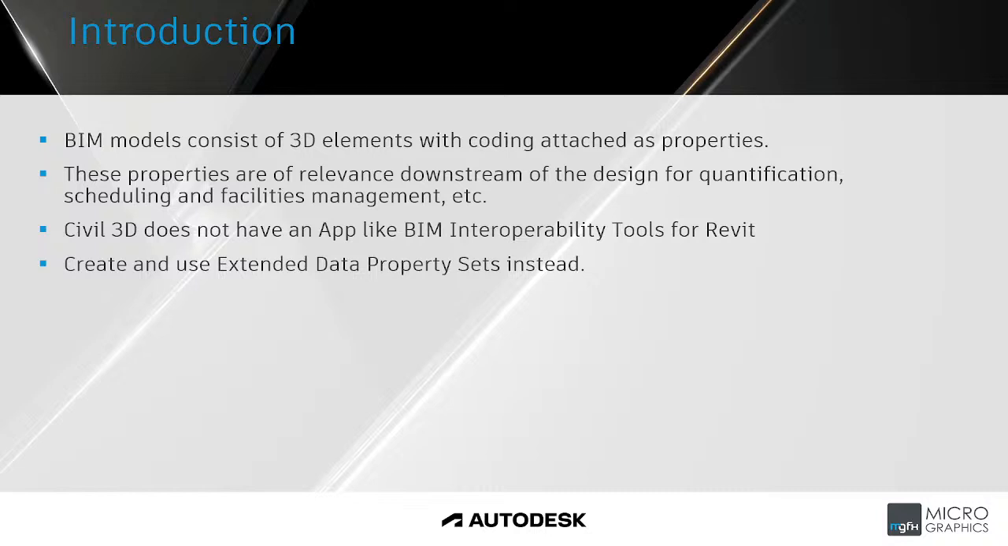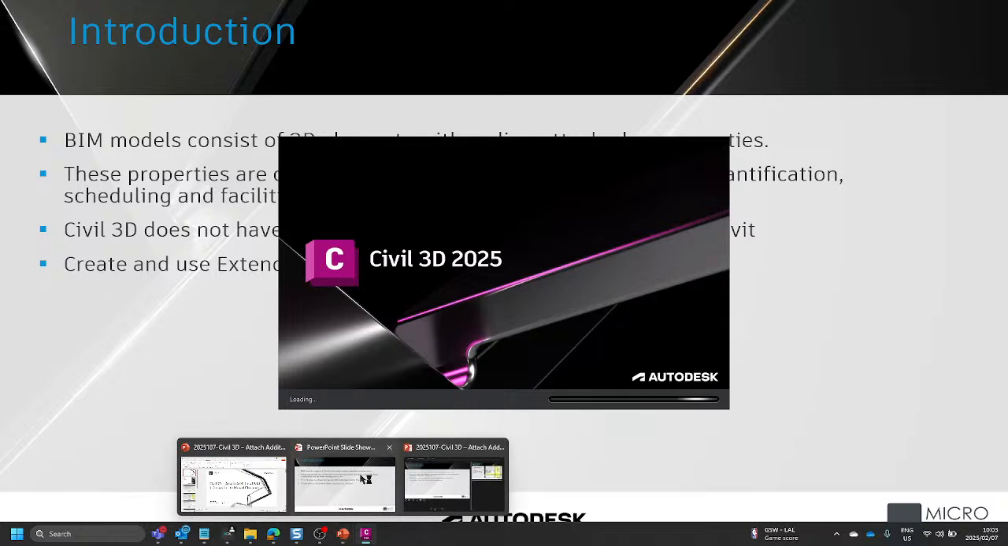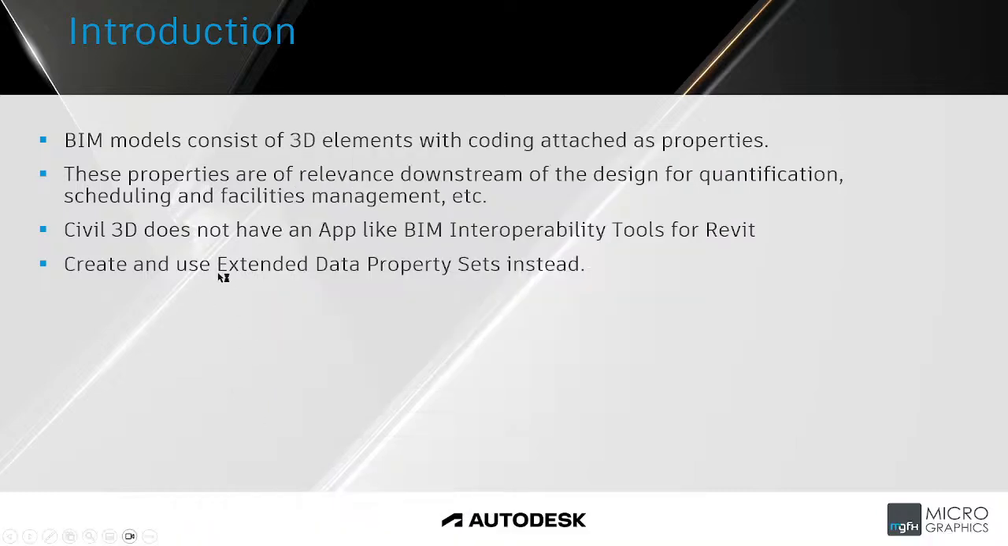So BIM models consist of 3D elements, and the properties of relevance downstream of the design are for qualification, scheduling, and facilities management. Those are three of the typical examples of coding that you might choose over and above what you normally come into contact with. Civil 3D does not have a BIM-like app, or an app like the BIM interoperability tools for Revit, and instead we can create and use extended data property sets.